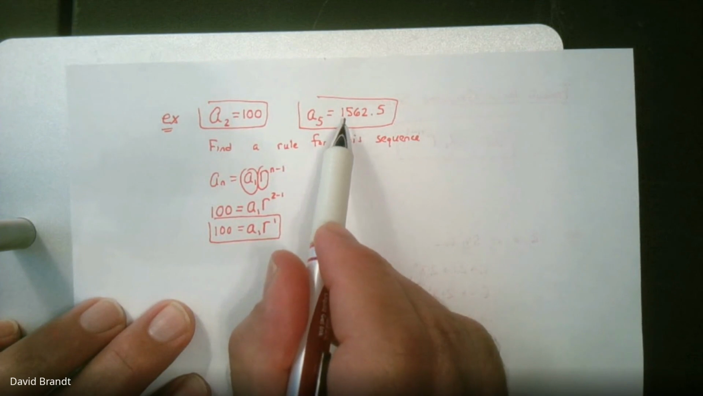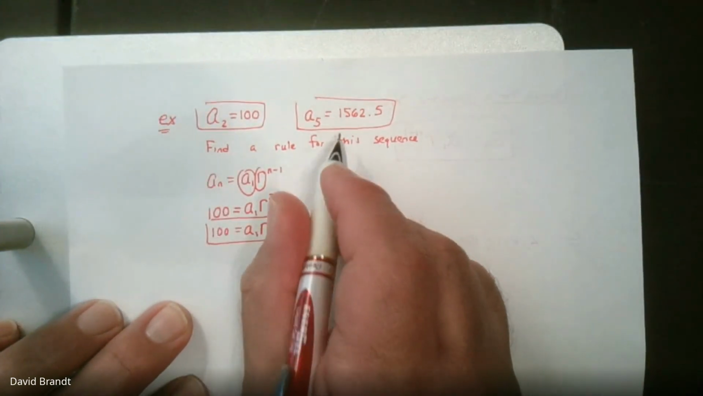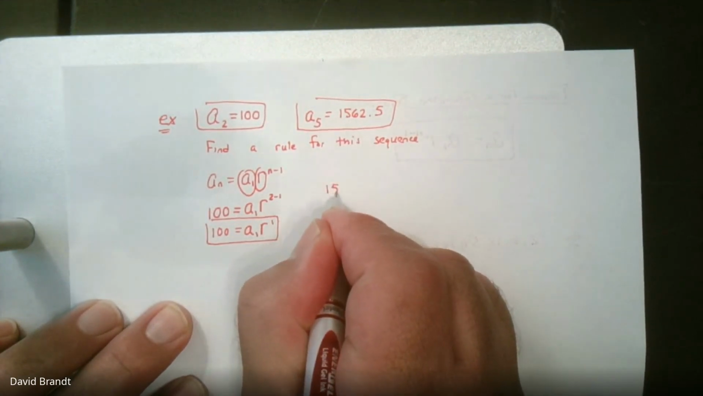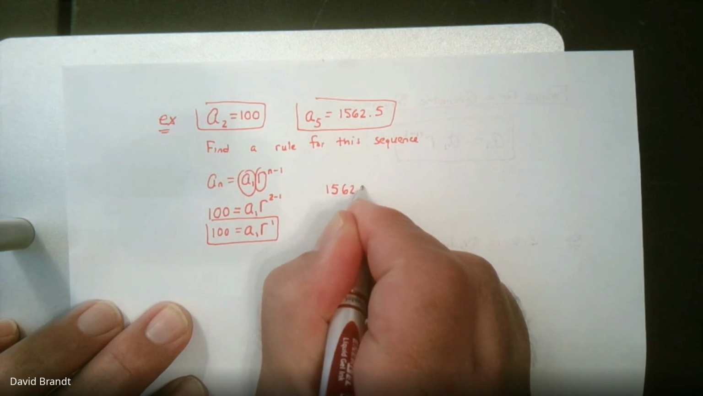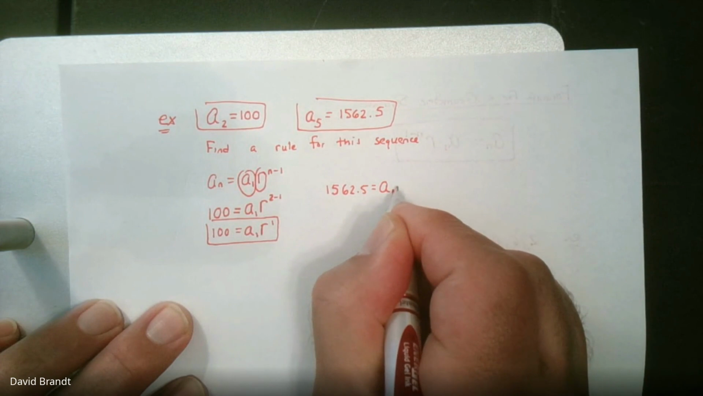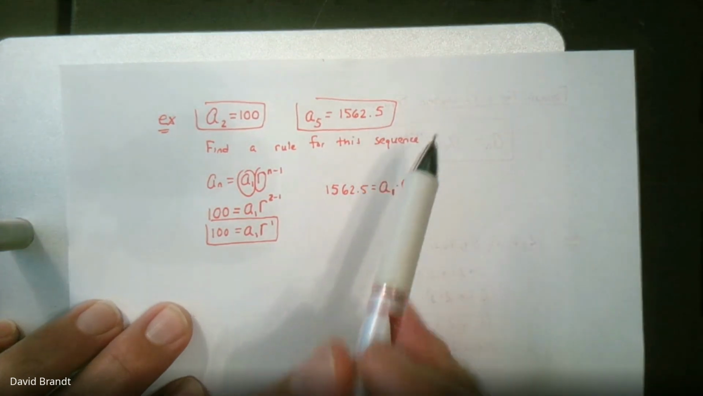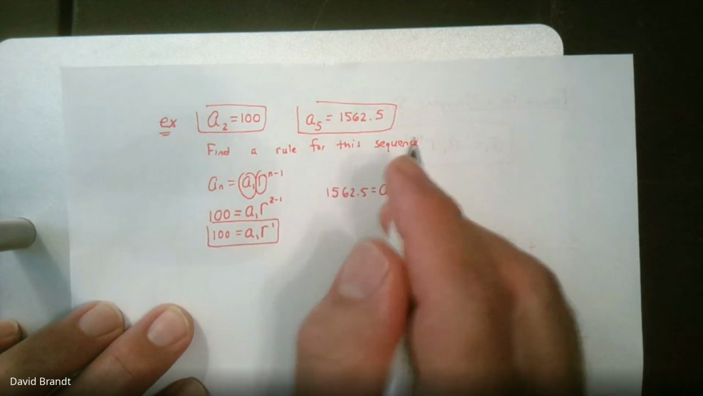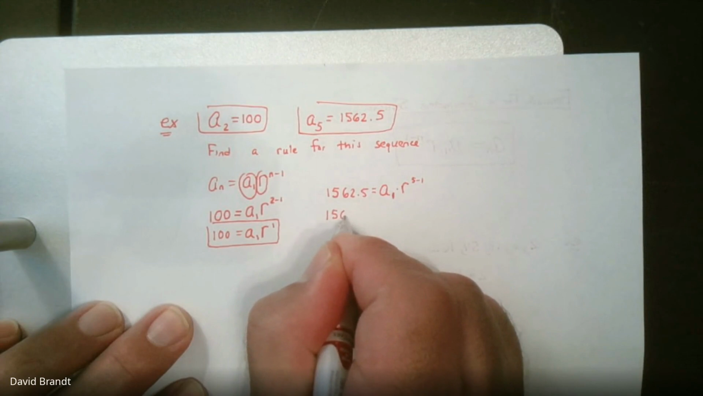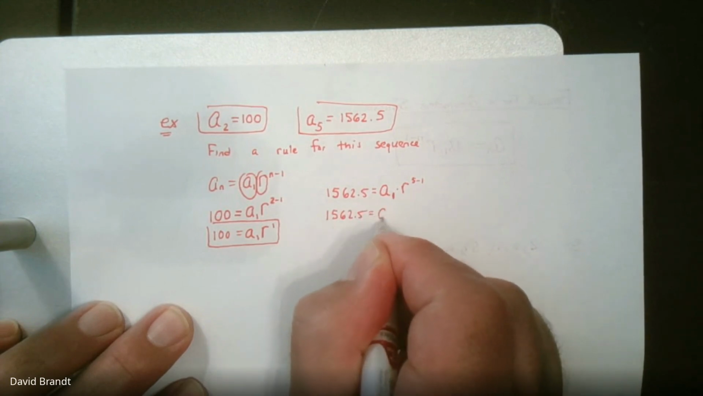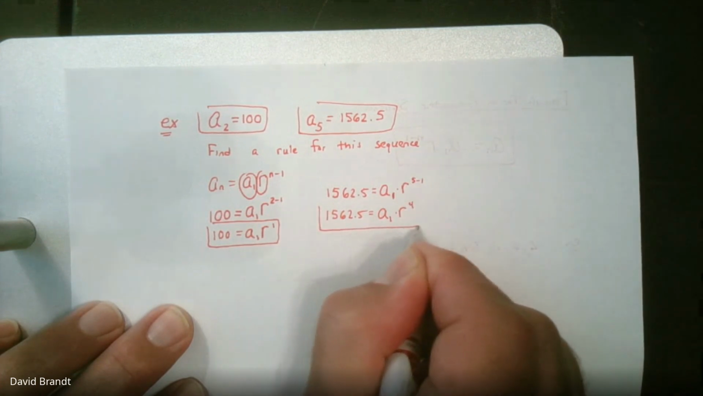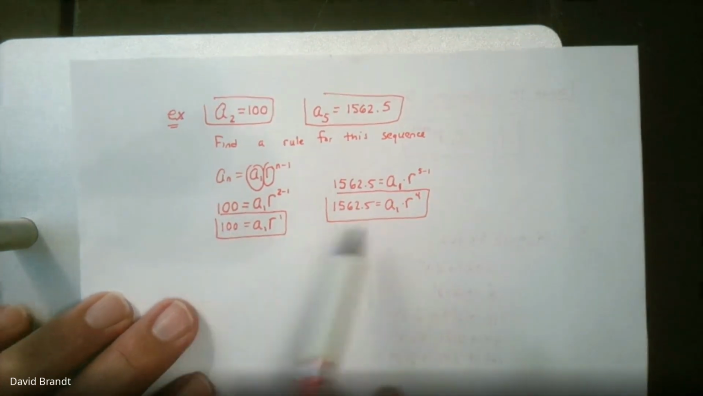Now we're going to do it again for this term. I know that the fifth term is 1,562.5. So 1,562.5 is equal to A1 times R to the power of, since this is the fifth term, that's going to be 5 minus 1, which is 4. So 1,562.5 is equal to A1 times R to the power of 4. Now I've got two equations here.